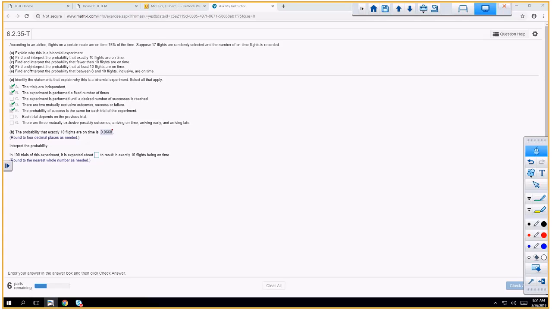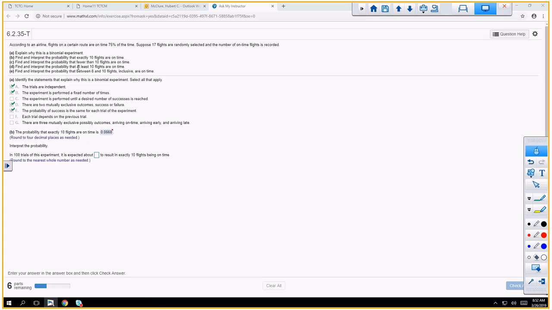Now, what do you got to do? Find and interpret the probability that fewer than 10. So what do you got to do there? Well, you really don't have a choice. You're going to have to add them all up. There's 17 flights, right? Does it say fewer than or fewer than or equal to? Fewer. So that means 10, 11, 12, 13, 14, 15, 16, 17. So you could add those up and subtract them from 1, or you can do 0 through 10. Or you can do cumulative and do 9. You could do that and you get the same answer.